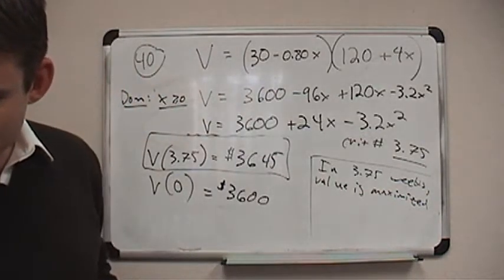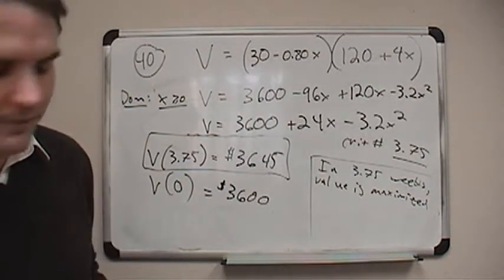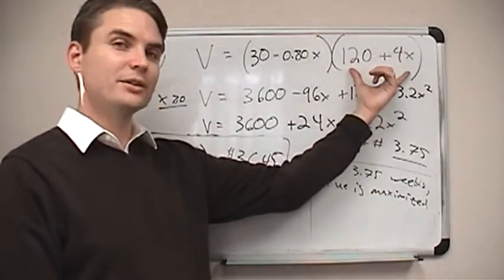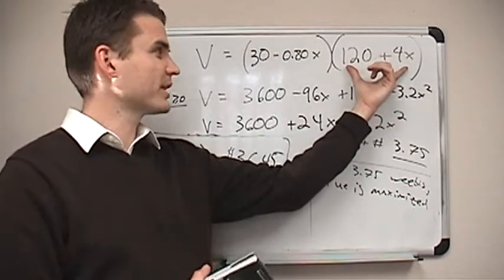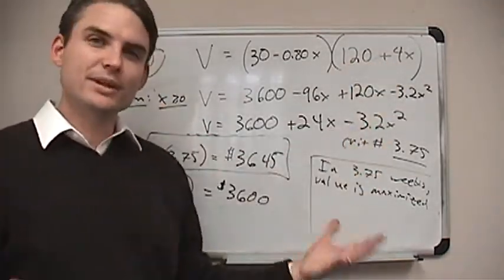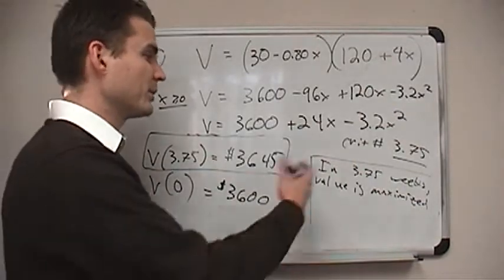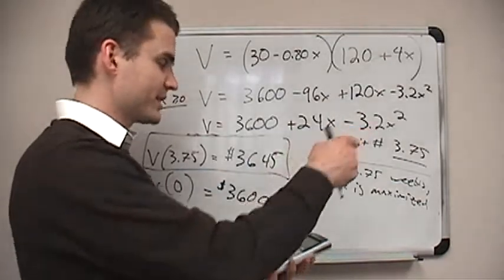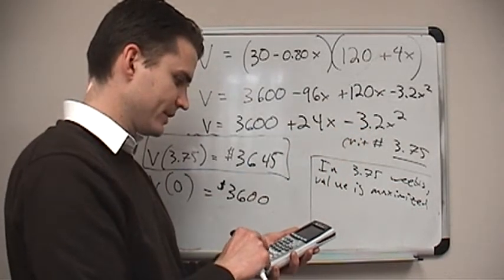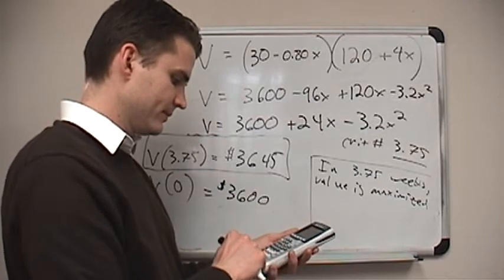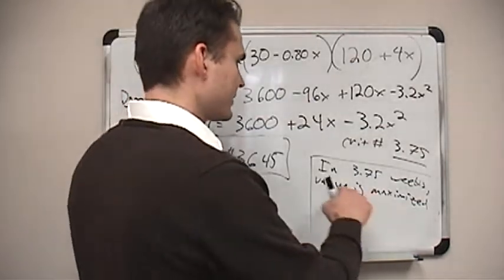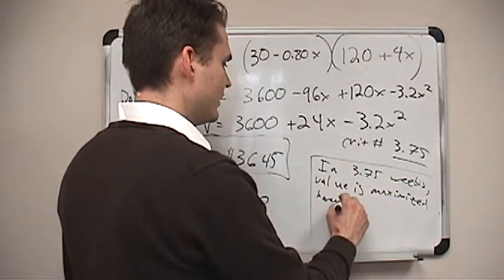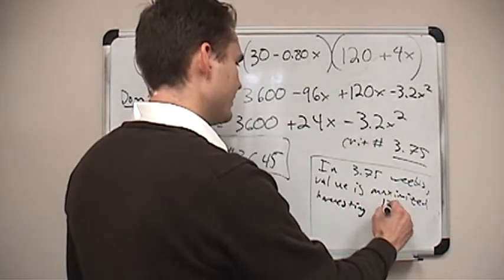Well, they say, how many bushels of strawberry will yield the maximum value? Well, actually, we can answer that now. If we put 3.75 into the yield component, remember, this is the number of bushels we're actually going to harvest, we can see what the actual amount of strawberries that we will harvest to get this maximum yield. And when I put 3.75 in for x there, so we can say in 3.75 weeks, value is maximized harvesting 135 bushels.